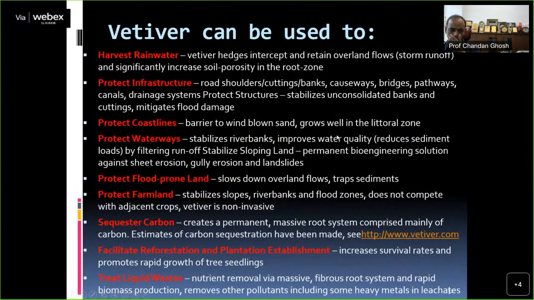So I would like to end here because the time is ripe for discussion. Harvest rainwater, protect infrastructure, protect coastline, protect waterways, protect flood-prone land, protect farmland, sequester carbon. Whatever grass can be used for in all this, and treat liquid waste or leachates, nutrient removal via a massive fibrous root system and rapid biomass production, remove other pollutants, including some heavy metals in leachates.